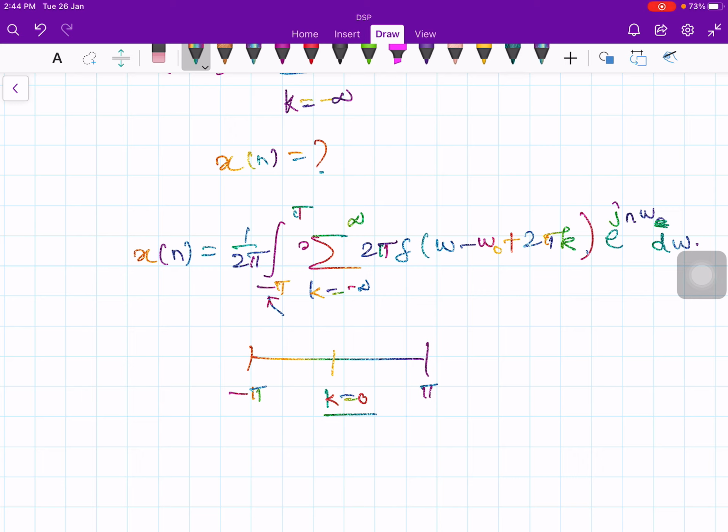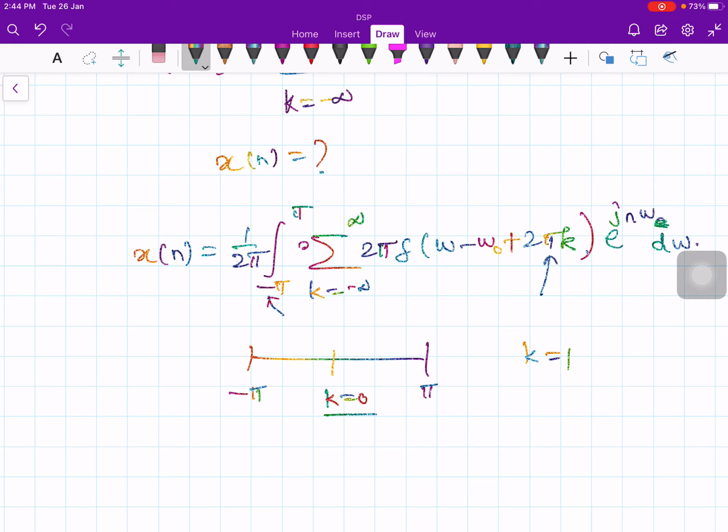This is the base band. When k becomes 1 or minus 1, then it goes out of range of vision. The integration will be 0. Okay, I need to consider only k is equal to 0 in this integration. In case you take k is equal to 1, then what is going to happen? You substitute here.